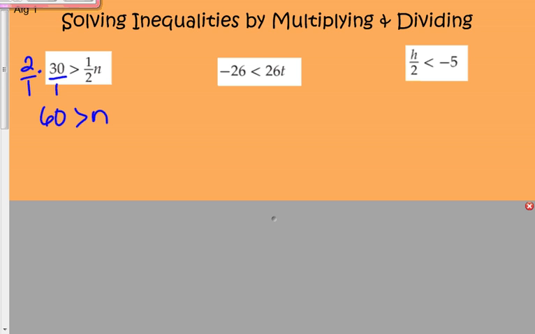And then if you had to graph it, we don't have to graph them today, but you would flip it around and put the n first. N is less than 60. And that's how you solve that one.